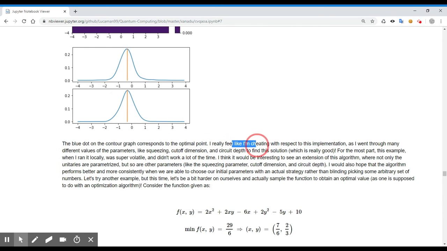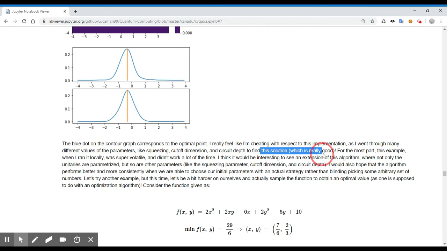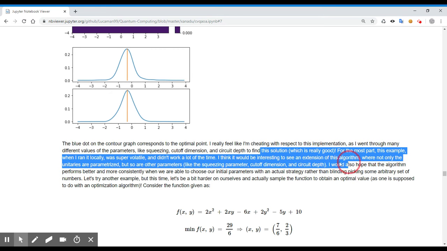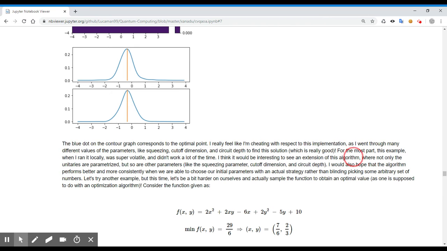I really feel like I'm cheating with respect to this implementation, as I went through many different values of the parameters, like squeezing, cutoff dimension, and circuit depth to find the solution, which is really good. For the most part, this example, when I ran it locally, was super volatile and didn't work a lot of the time. I think it would be interesting to see an extension of this algorithm where not only the unitaries are parameterized, but also the other parameters like the squeezing parameter, cutoff dimensions, and circuit depth. I would also hope that the algorithm performs better and more consistently when we're able to choose our initial parameters with an actual strategy rather than blindly picking some arbitrary set of numbers.